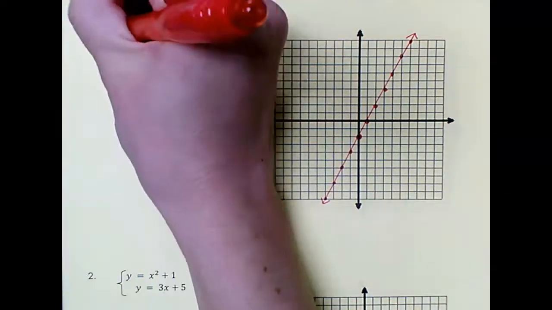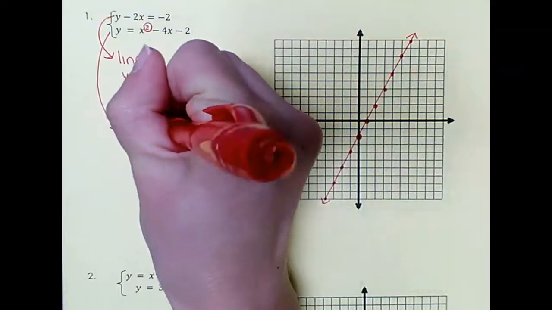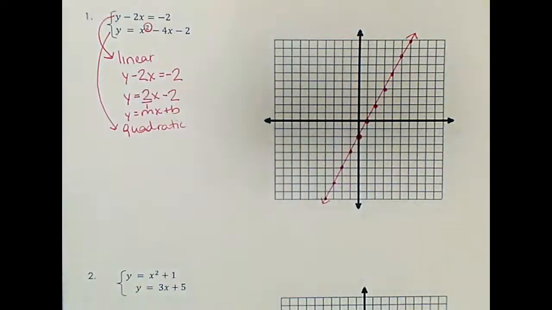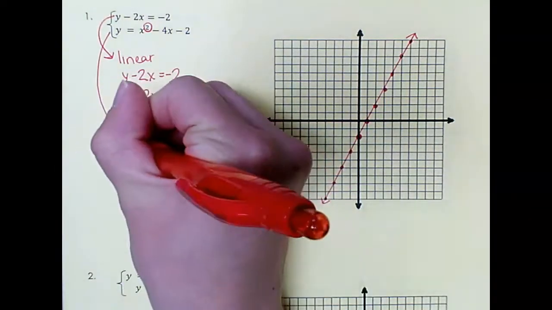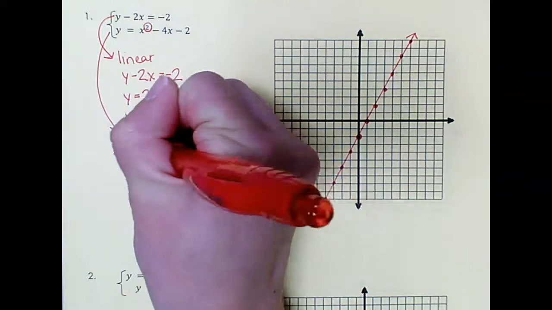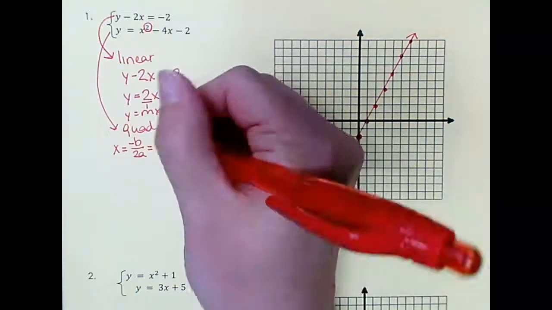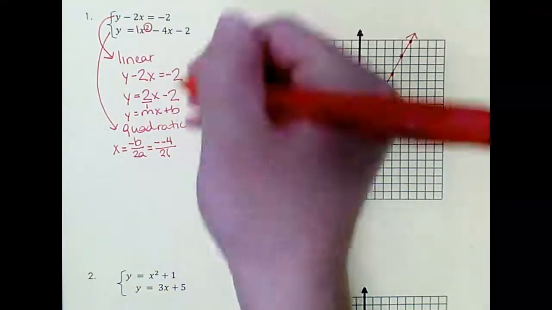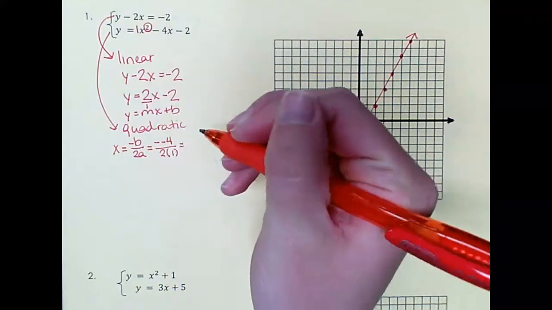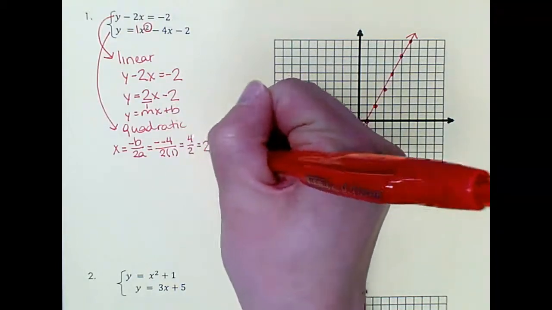Now, the second equation, because it had a squared, it's quadratic. And in order to graph the parabola, first I need to figure out where the vertex is. The vertex's x value comes from using negative b over 2a. So negative b is negative 4, over 2 times a, which is 1. Well, we know from the past that negative 4 is really positive 4 over 2, so that's just 2.